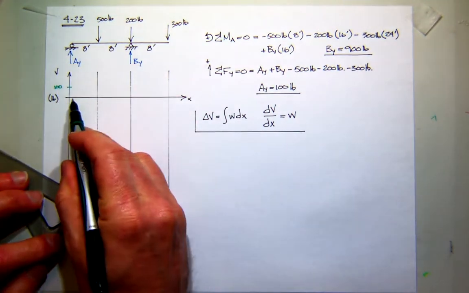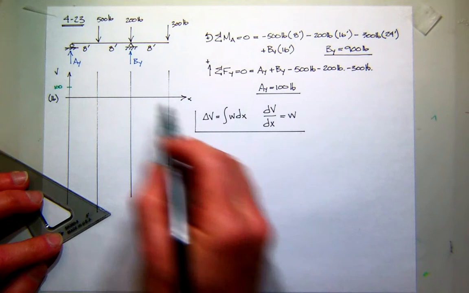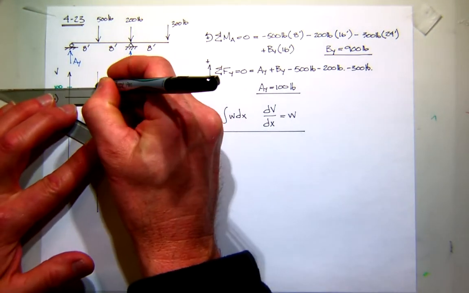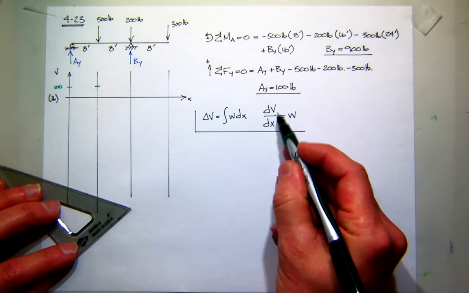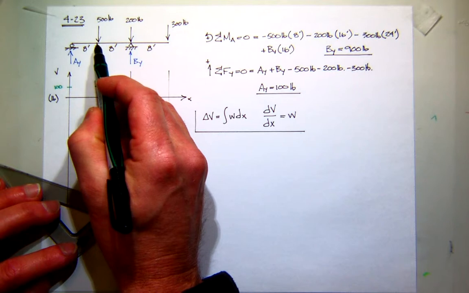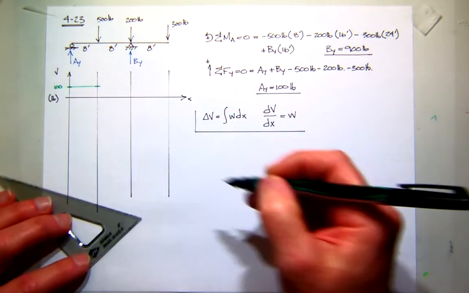Now the change in shear over the first 8 feet is the area under the load, and the area under the load is 0. So it's going to stay 100. And then the shape of the shear diagram is equal to the load. What's the value of the load over the first 8 feet? 0, so that means the slope is 0. 0 slope is a horizontal line.